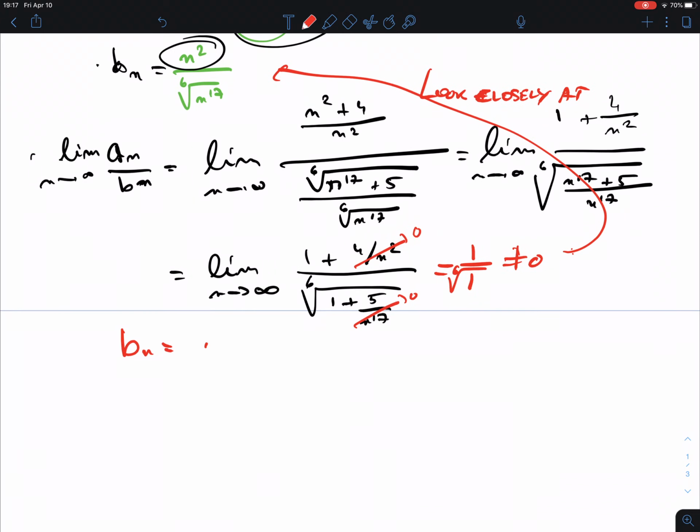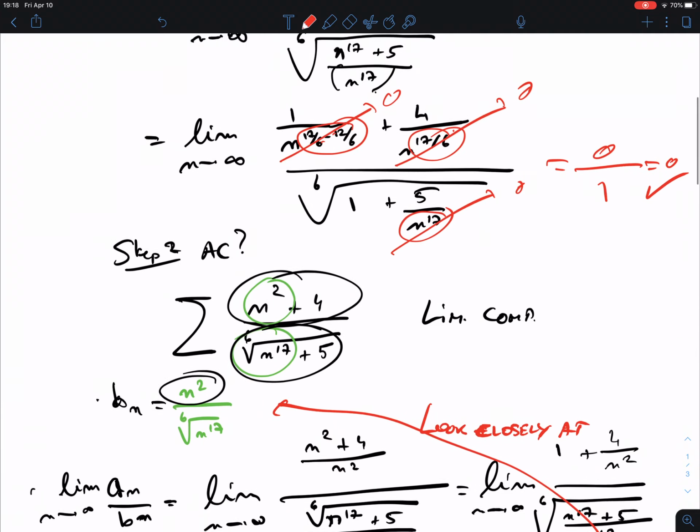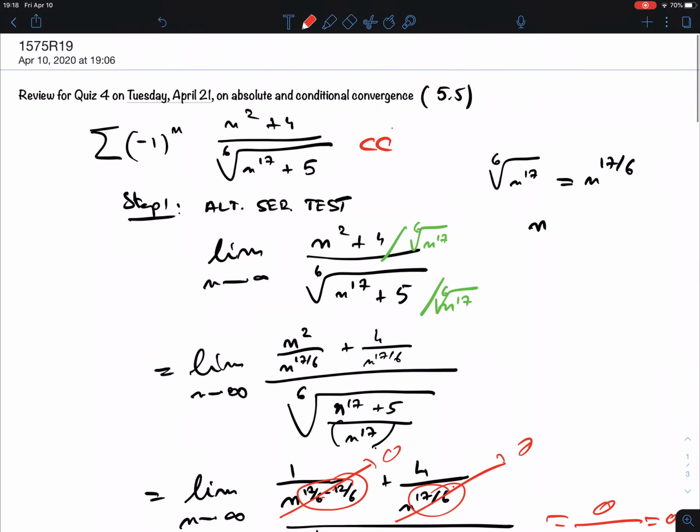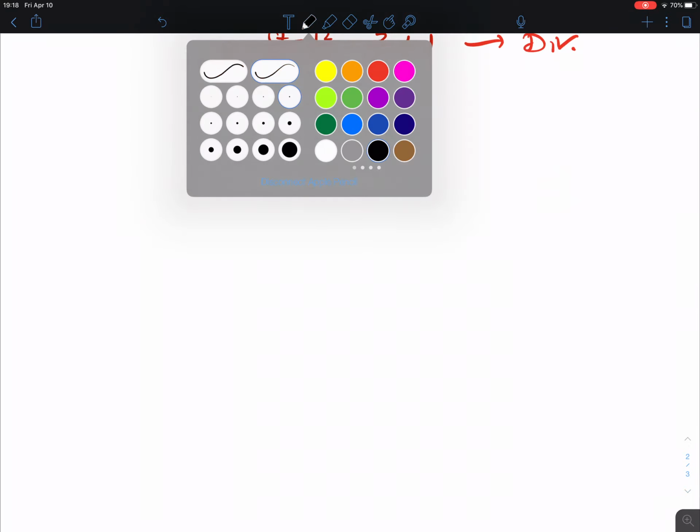So what is Bn now? Bn is n squared over, let me write it already in a rational power. And I want to write it in the form of the P series, which means again everything in the bottom. P is 17/6 minus 12/6, which was the minus 2. We had already actually done this calculation a little bit. So P is 5/6, which is still less than 1, so divergent. So this is an example of a series that was conditionally convergent. Okay, I'll do one more example now, but this time using a different type of function.